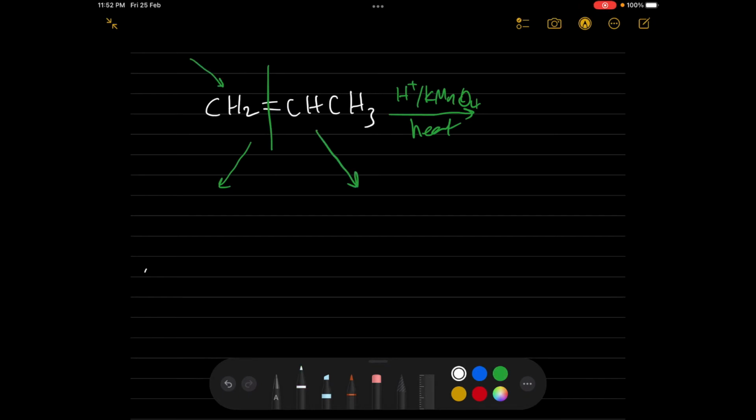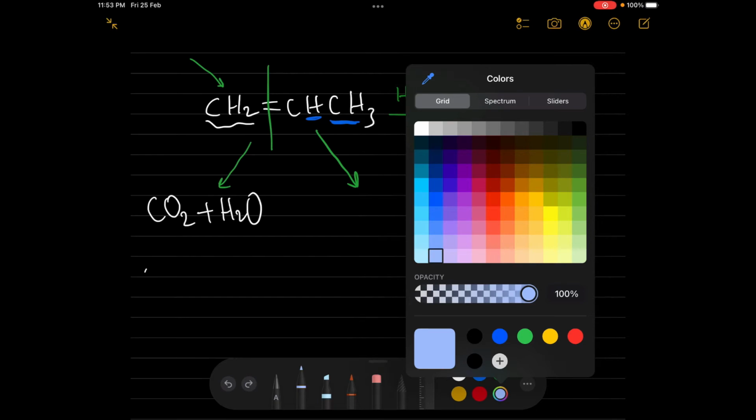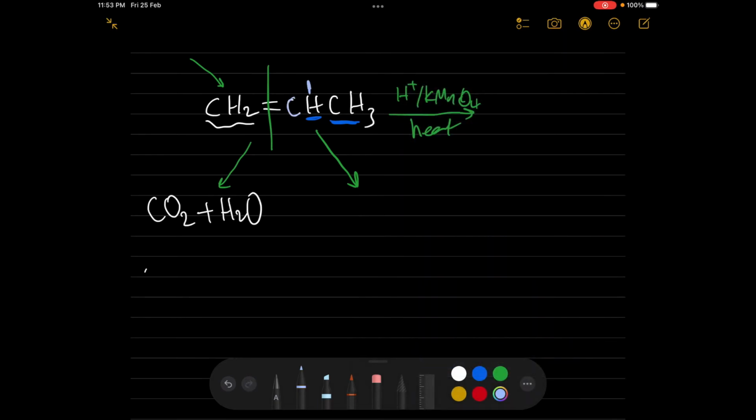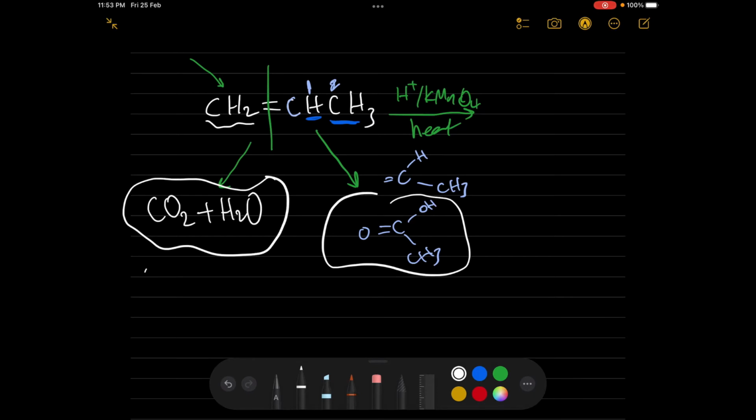You have CH2. According to the rules, this material will change immediately to carbon dioxide and water. What about this? You just notice that this carbon is bonded to methyl and hydrogen. So according to the rule that we remember, this compound will change to carboxylic acid. This carbon is bonded to hydrogen and carbon, like hydrogen and here you have CH3. Once you have this double bond, it will change immediately to carboxylic acid, so the hydrogen will change to OH and CH3. So this is carboxylic acid. This is carbon dioxide and water.